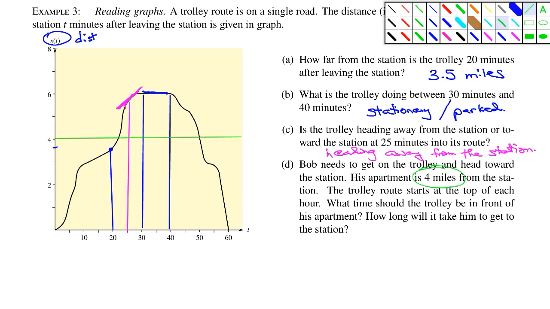There we go. All right, and so there are 2 places where the trolley is 4 miles from the station, here and here. And we know that the trolley's on the same road, so Bob could get on at either of these 2 points. But Bob doesn't want to ride the trolley for all these extra minutes that it's going to take to do this part of the route. So Bob is going to get on right here. And what time is that? It's at 50 minutes after the hour.